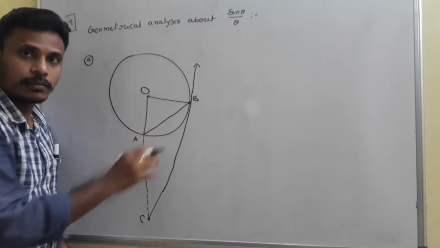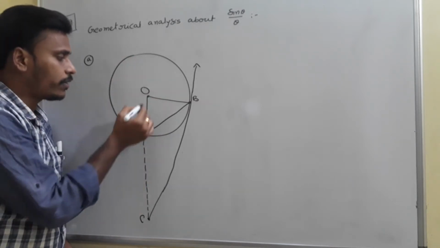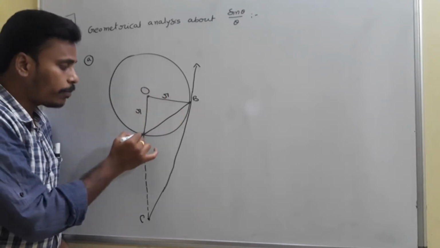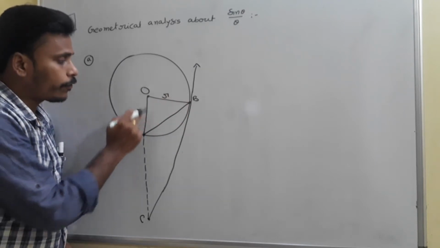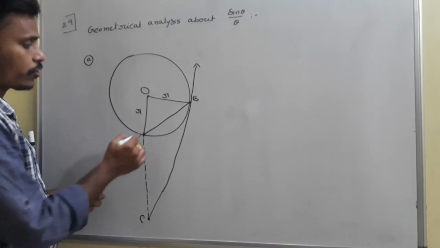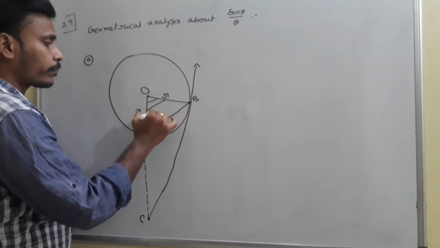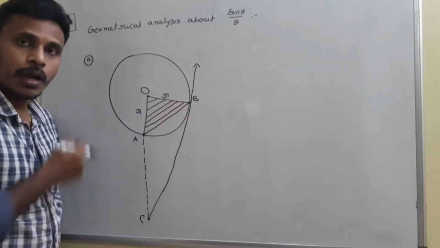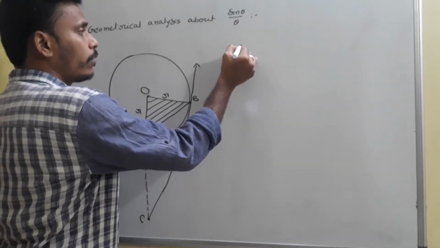Just look at the diagram. Once again I explain for you. First of all, I am sketching a circle with center O and of radius R. So AB is a chord of the circle. If I join OA and OB, here we are getting a triangle. So this is triangle OAB.